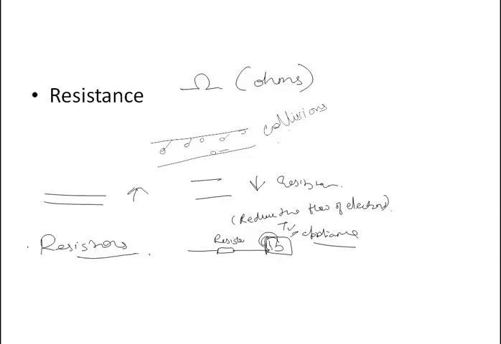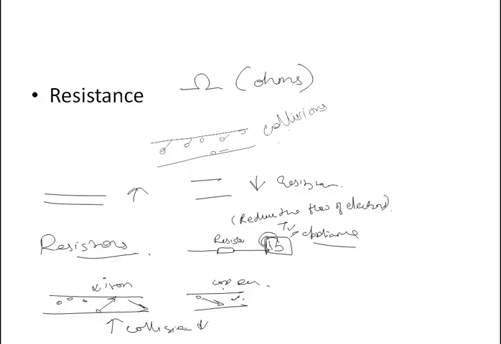Hence resistance occurs when electrons collide with the atoms. Now these electrons move randomly and they collide with the wire. So the amount of collision is different from one material to another. So this is suppose an iron wire and this is suppose copper. Copper has a very low collision rate, and other metals like iron have a high collision rate.